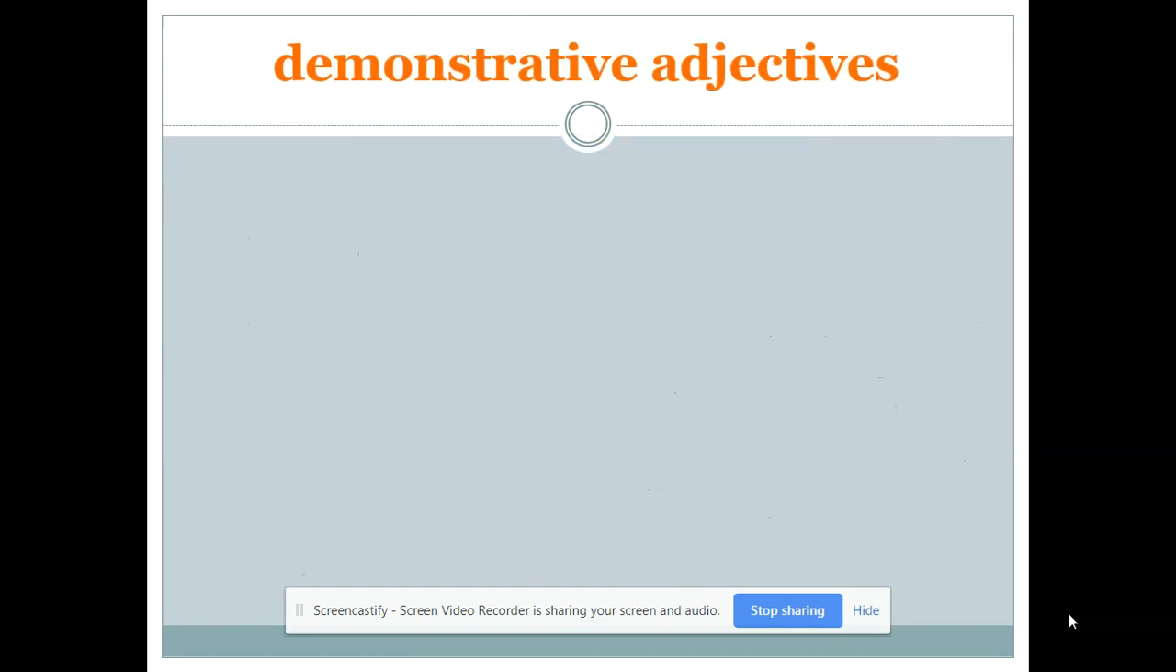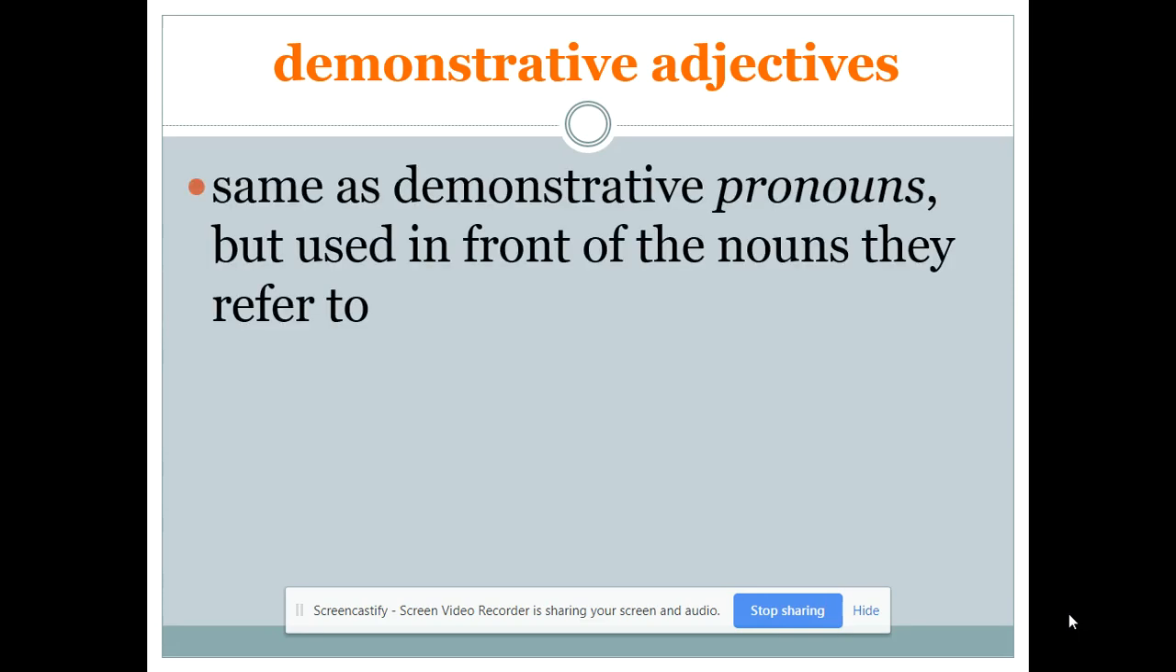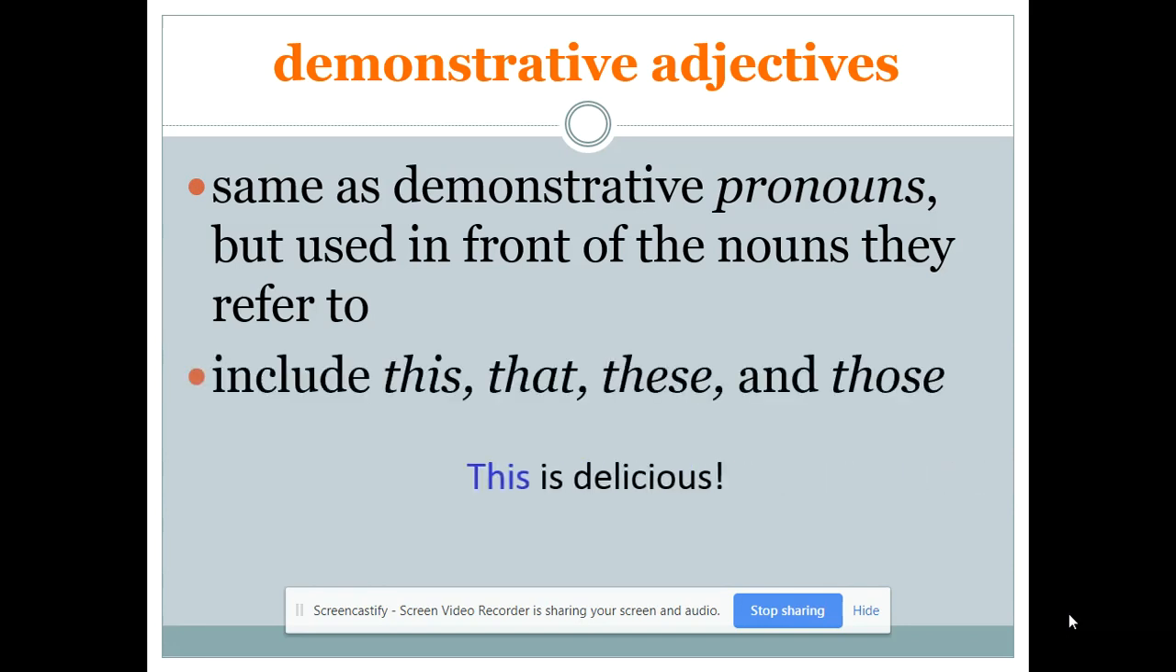Articles are kind of like demonstrative adjectives. It's another class that overlaps with them some. They're very similar. They don't really add a whole lot of meaning or description, but they generally point to the noun that they go in front of. So they're the same as the demonstrative pronouns in English, this, that, these, and those. And they're used almost the same way.